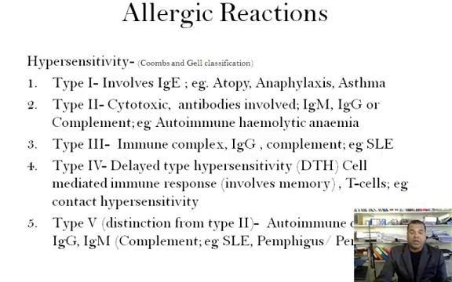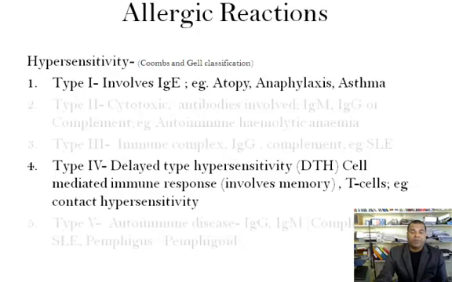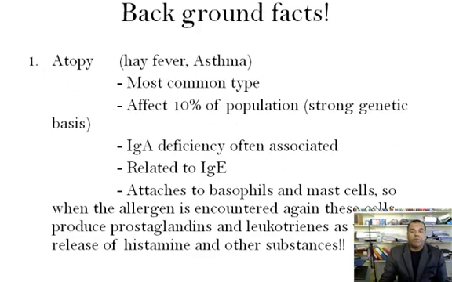And type 5 is a distinction from type 2. It's an autoimmune disease, with IgG and IgM involved, and this is where pemphigus, pemphigoid and perhaps other conditions may be involved. Today we're just going to be talking about types 1 and 4. So if we go back to atopy, type 1 hypersensitivity, common forms are hay fever and asthma.